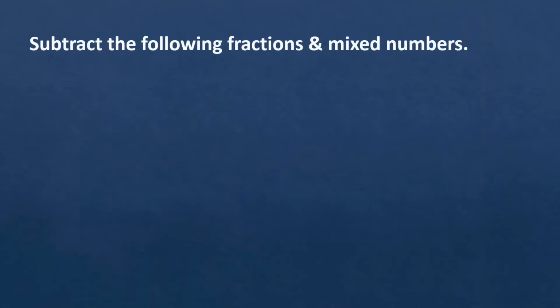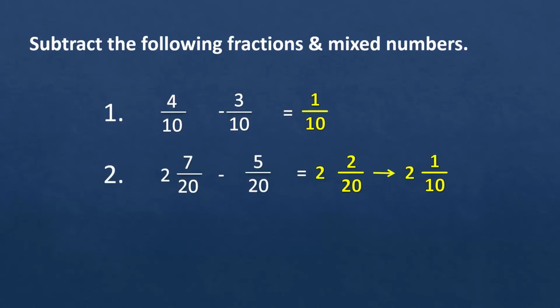How about subtracting the following? Number 1, 4/10 minus 3/10 is equal to 1/10. Correct. Number 2, 2 and 7 over 20 minus 5 over 20. The answer is 2 and 2 over 20 or 2 and 1/10.